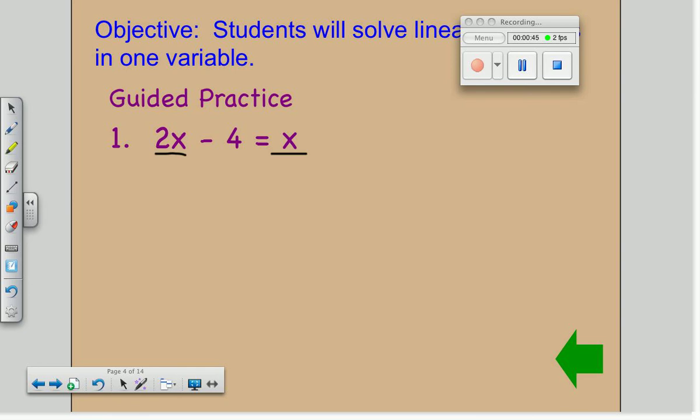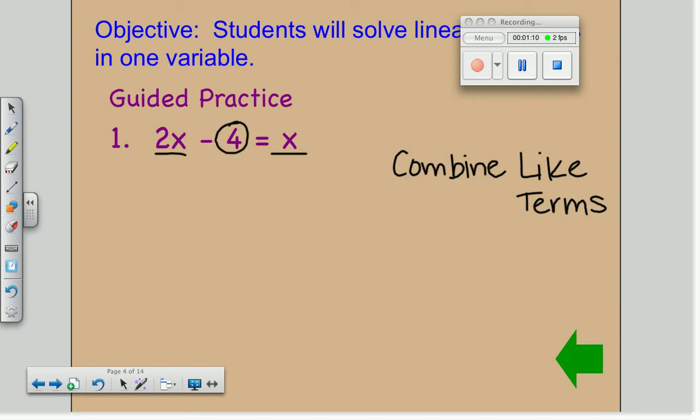Okay? There's no distributive property for me to do in this problem, but I can tell you one thing I need. I need to combine like terms. In order for me to combine my like terms, I first have to gather them. Put them both on the same side of the equal sign. Now since I already have a constant term here, my -4, I'm going to switch this 2x to the other side over here.